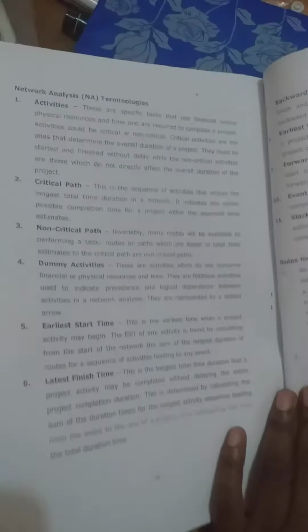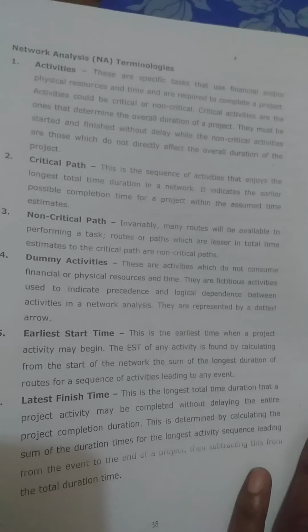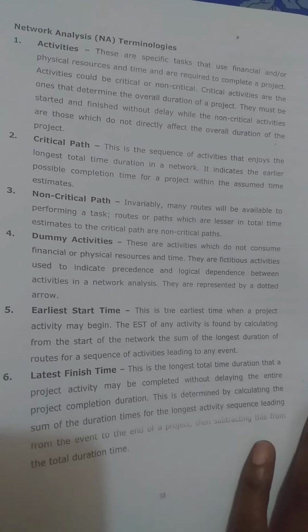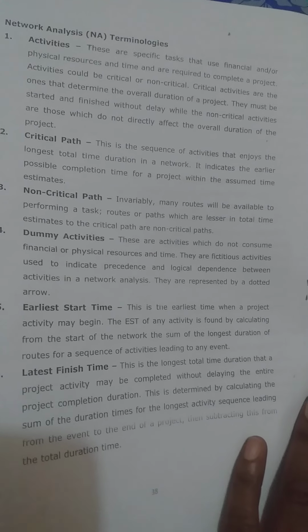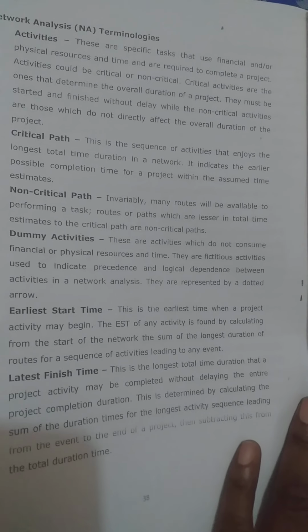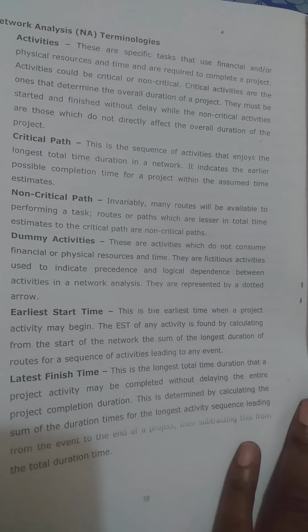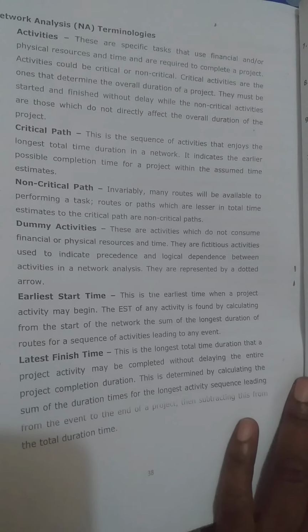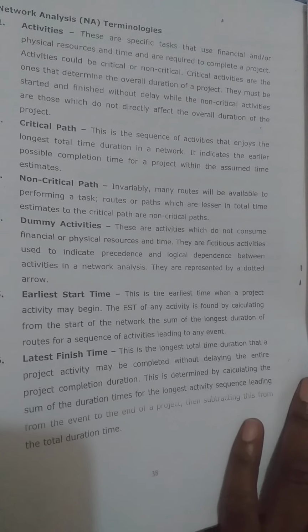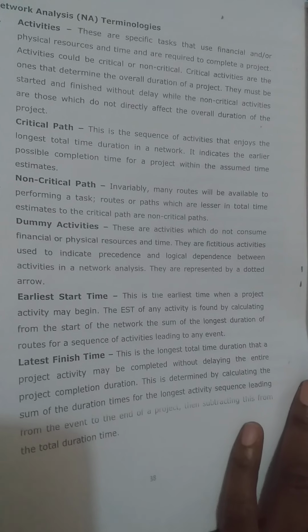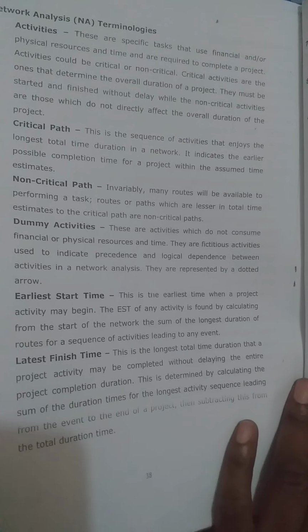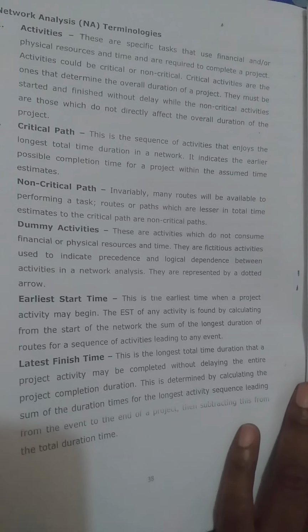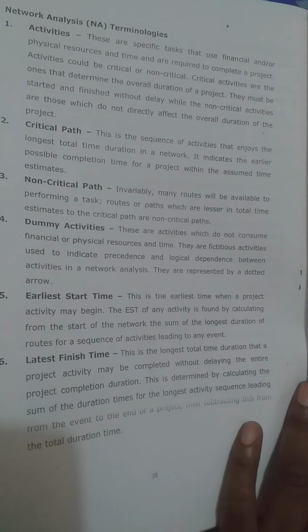We've explained critical path and non-critical path now. Number 2 is critical path, and this is the sequence of activities that enjoys the longest time duration in a network. It indicates the earliest possible completion time for a project within the assumed time estimate. 3. Non-critical path. Invariably, many routes will be available for performing a task. Routes or paths which are lesser in total time estimates than the critical path are non-critical paths.